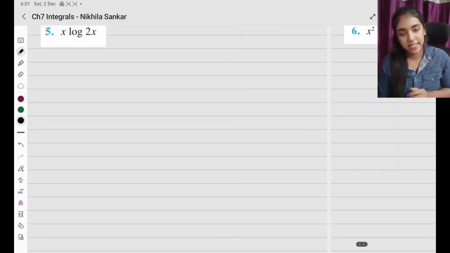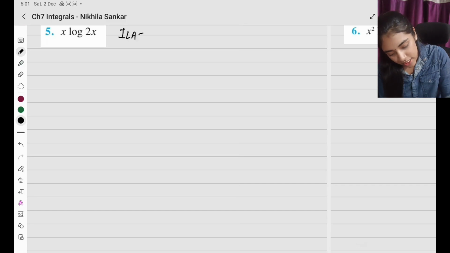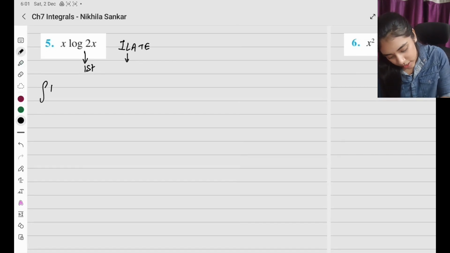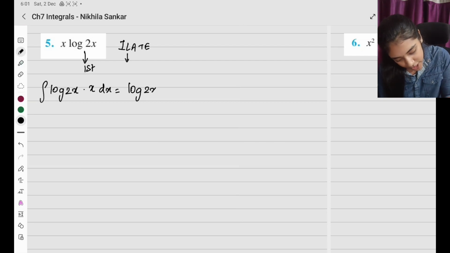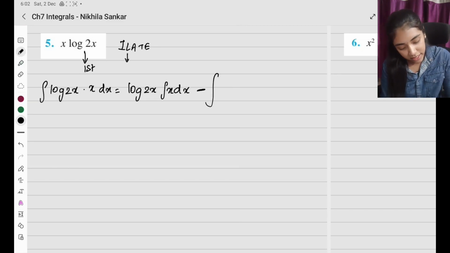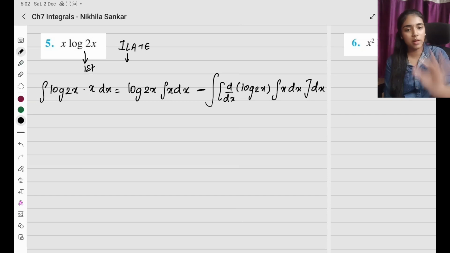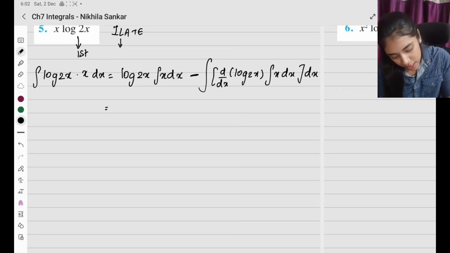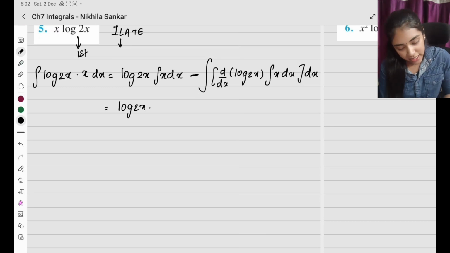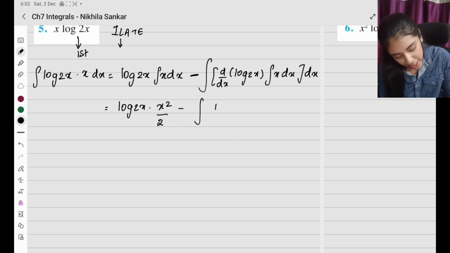Question number 5. x log 2x. So which is given the first preference? Logarithmic function is given the first preference. So first function, second function. So how can I change the order for easier calculation? So log 2x times x dx. So first function, integration of second, minus, remember you have a minus, bigger integral, open bracket, d by dx of the first function, integral of second function times dx. Okay, go patiently. Apply the formula. So log 2x times integral of x, which is x square by 2, minus integral of d by dx of log 2x, which is going to be 1 by x, which is 1 by 2x.